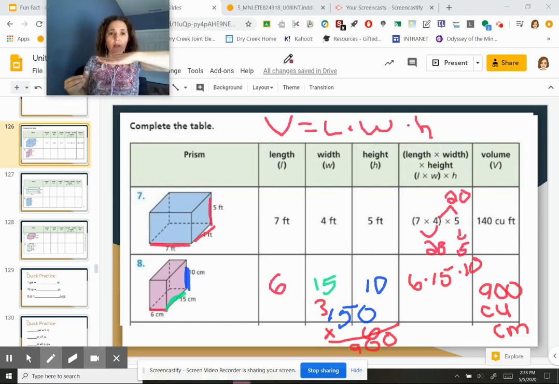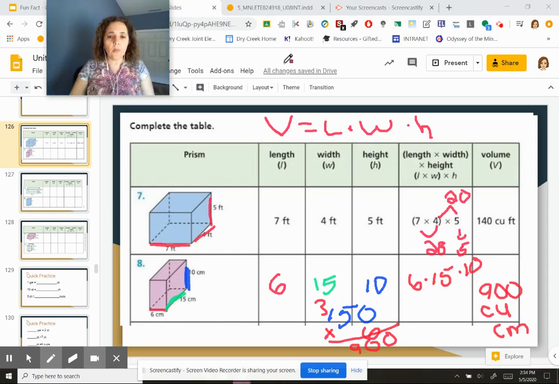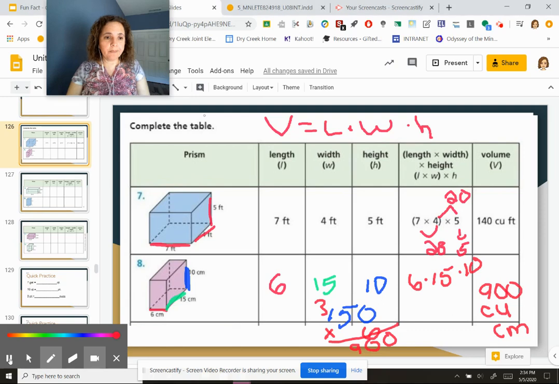So remember, length goes this way, width is going in, and your height is going up. So do it with me. Length times width, which is your deepness, times your height. Okay? So let's do a couple more.